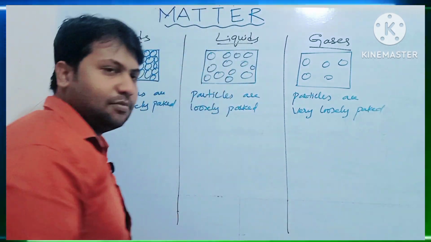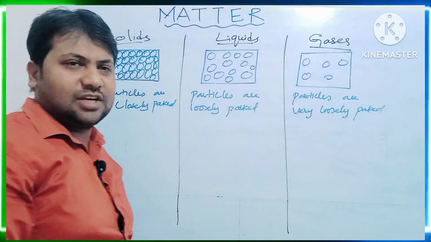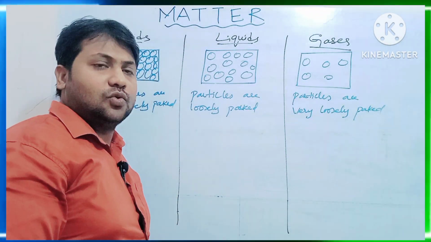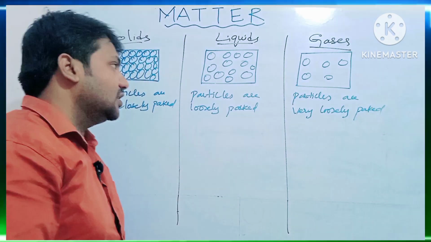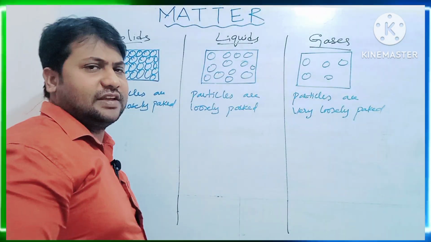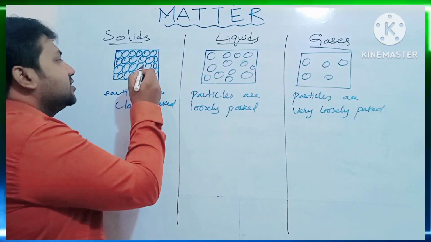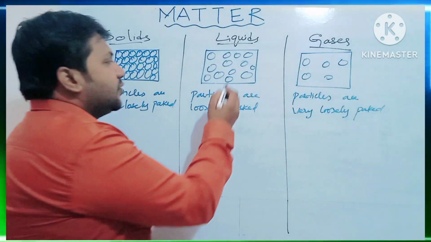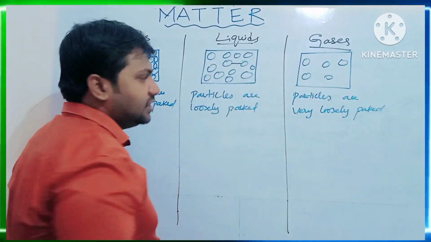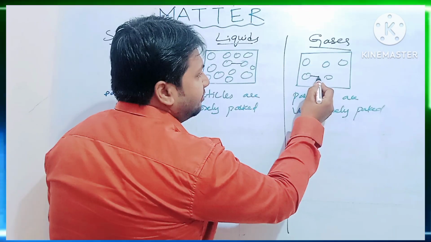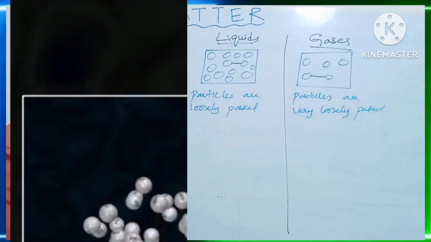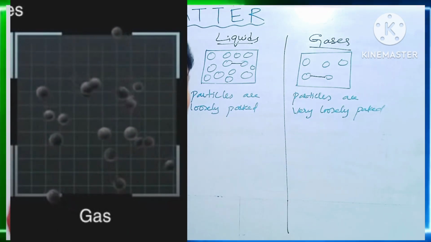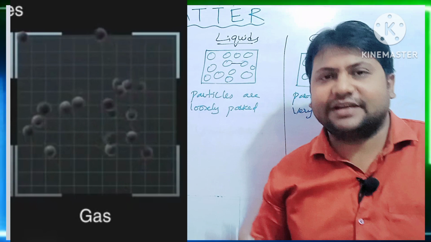Next, one more term I am going to define, that is intermolecular space. So what is intermolecular space? I'll show you in all these three diagrams. In solids, you can find a small gap between two molecules. In liquids, you can find a small gap between two molecules. In gases, you can find a small gap between two molecules. So the space between two molecules is called intermolecular space.